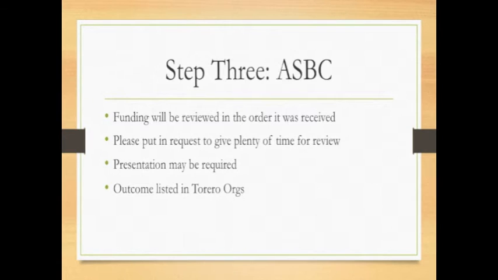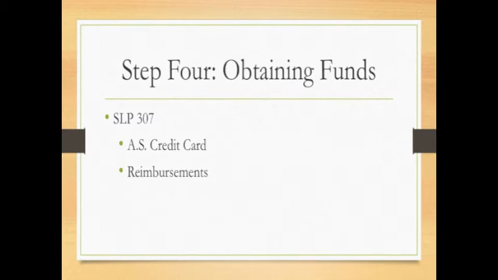The Budget Committee will hear funding requests in the order they were received, so please put in your request with plenty of time for review. Please note that it may take up to 3 weeks to receive an appointment time, so make sure you plan ahead. The person who submitted a request will be contacted to send a representative to present to the ASBC committee. The outcome of your request will be available on your Torero.orgs page, and the person who submitted the request will be emailed once a decision is made.